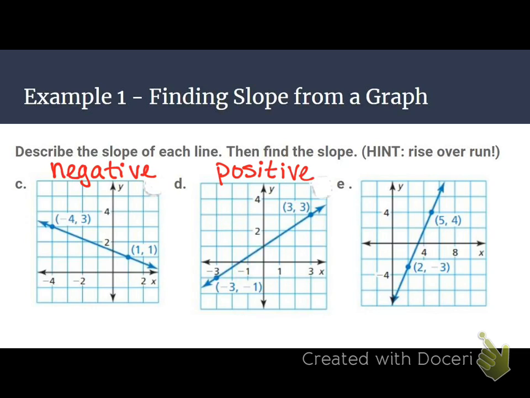Positive. It's positive. It's just pretty steep, right? We're going up that hill. That's a pretty steep hill to go up. But it still is going up from left to right, so it is also positive. So undefined is when it's perfectly vertical, straight up and down. A 0 slope is when it's perfectly horizontal, straight side to side.